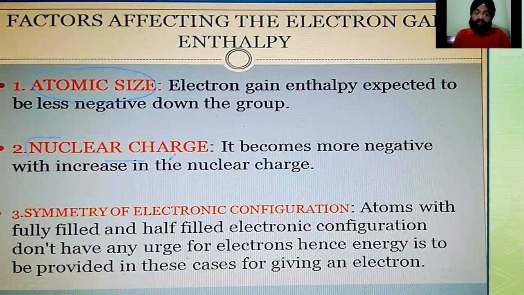Nuclear charge is the factor related to atomic size again. Smaller the size, more negative is the electron gain enthalpy, more release of energy, and it is easy for the atom to take up the electron. So it all depends on nuclear charge. The more the nuclear charge, the more negative is the electron gain enthalpy.